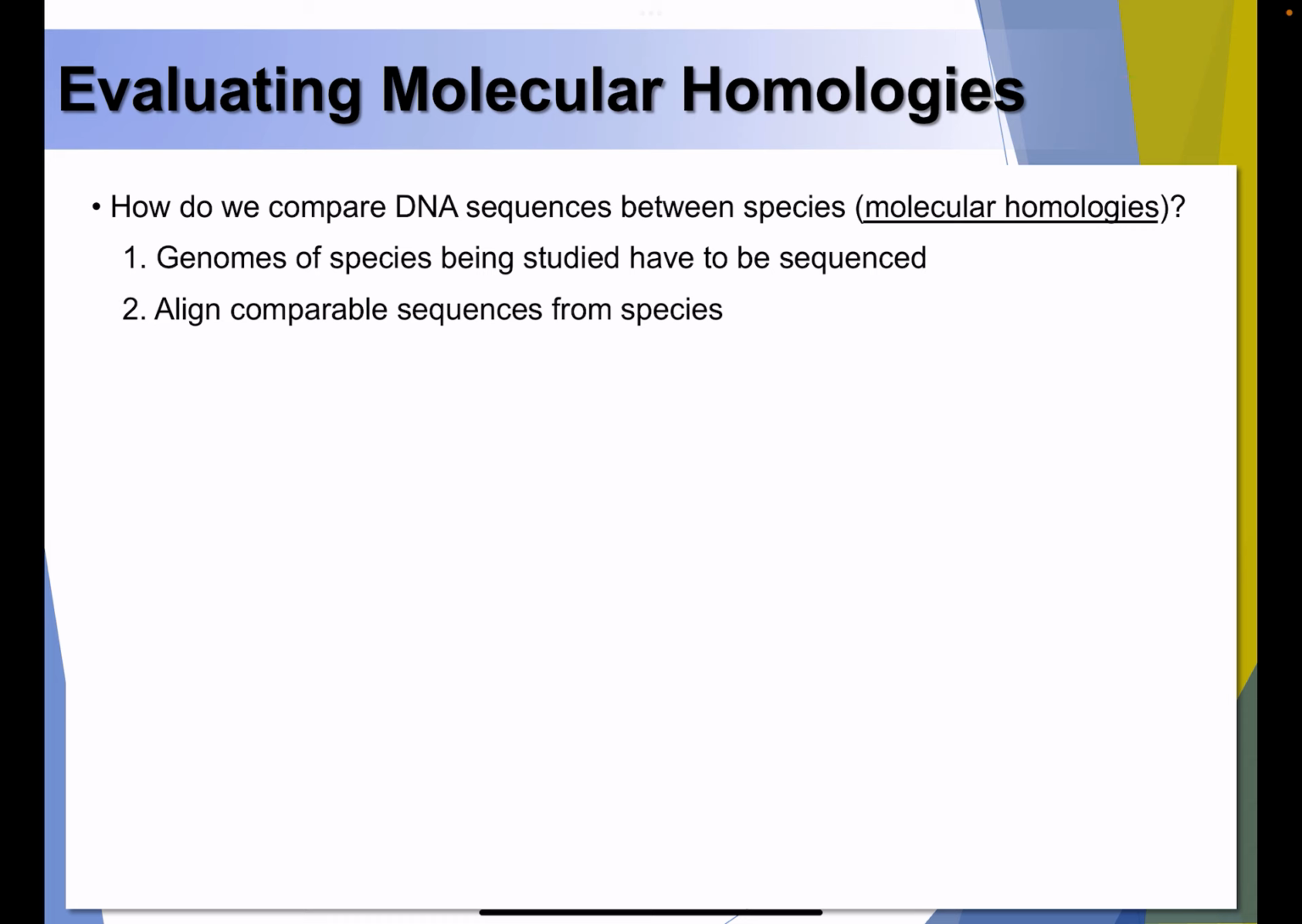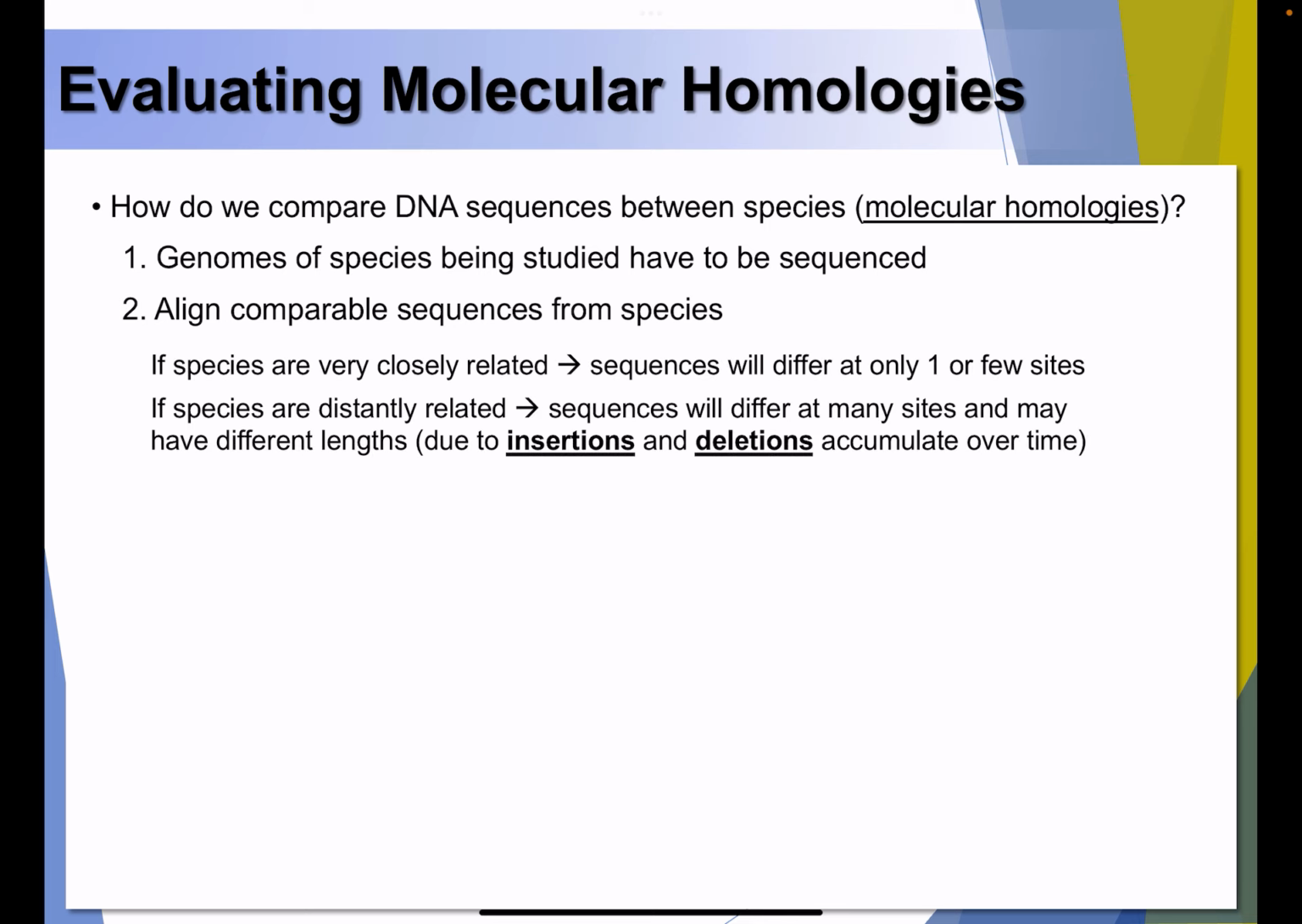Then we would align comparable sequences from these two species that we're looking at. What do we mean by that? We would put two genes that are supposed to be homologous between these two species and look at their sequence. If the species are very closely related, then sequences will differ at only one or a few sites. Okay, maybe there's a switch of an A here, a switch of a G to a T here, etc. But there's very little of those throughout the gene. If the species were distantly related, then sequences will differ at many sites and may even have different lengths.